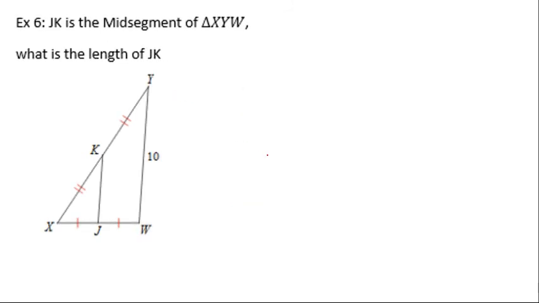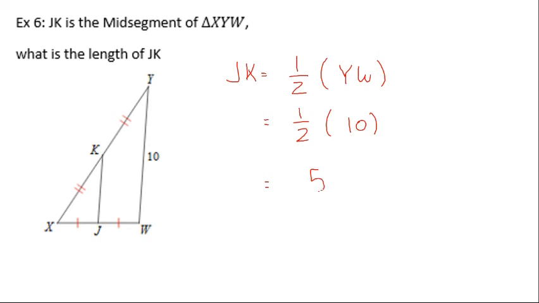Okay, so here we're looking for the length of JK. So again, this is a mid-segment. So again, we're going to say JK is equal to half the length of YW, or half of 10, which gives us 5.